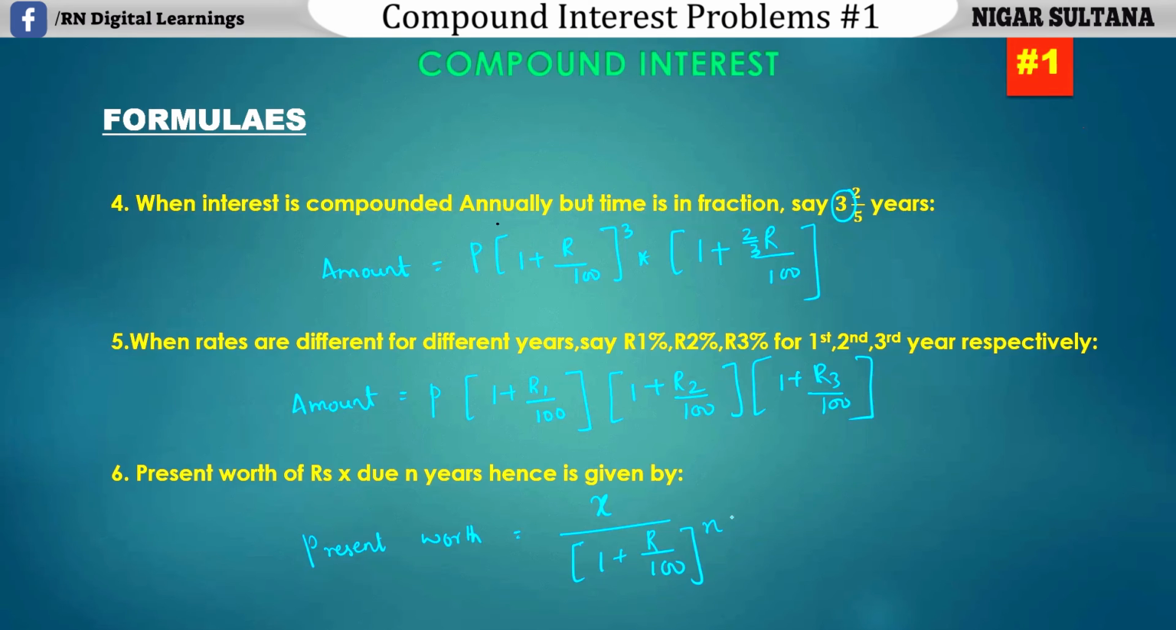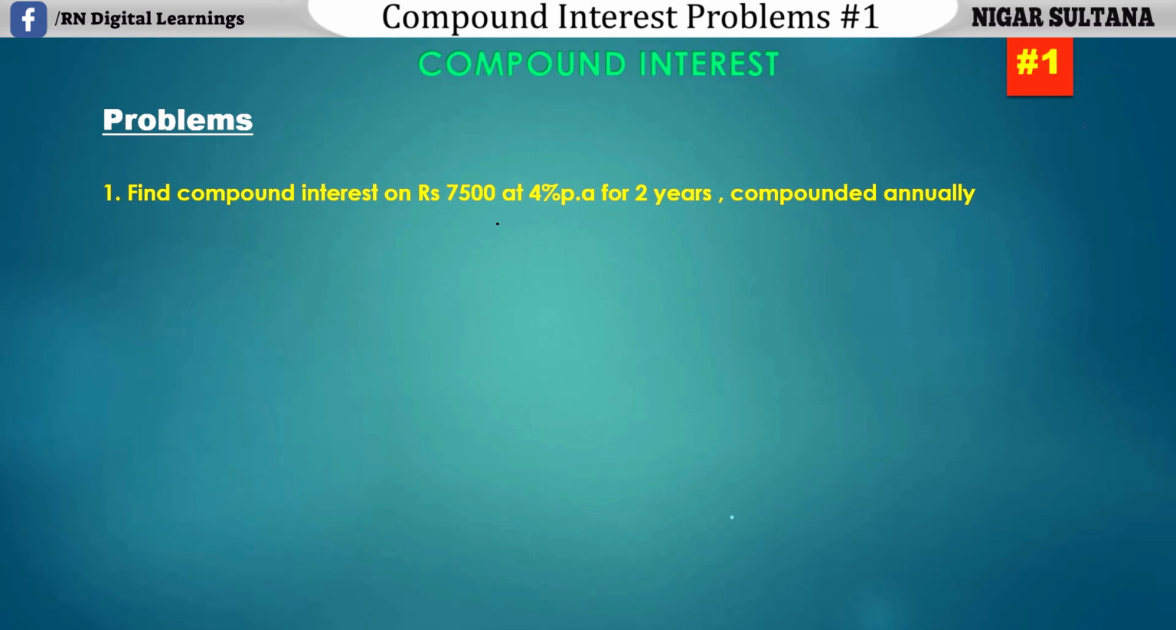Now let's implement these formulas in our problems. So in this video we are going to learn only the formulas and the two problems. So the first problem states that find compound interest on rupees 7,500 at 4% per annum for 2 years compounded annually. So first write down what is the data given.